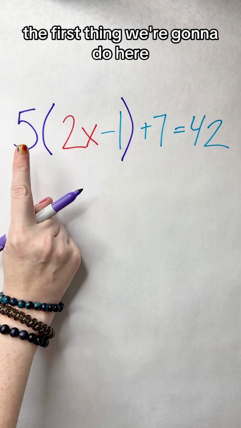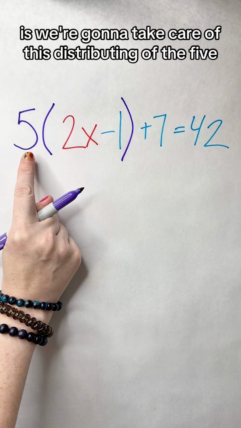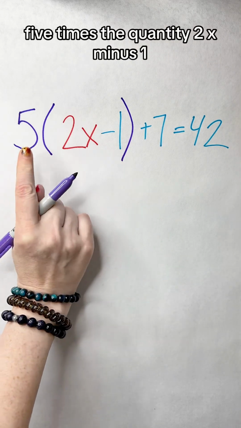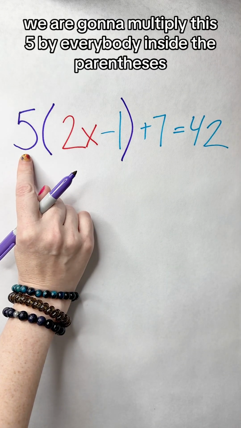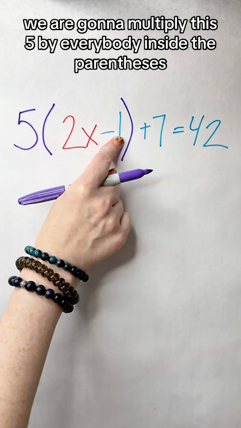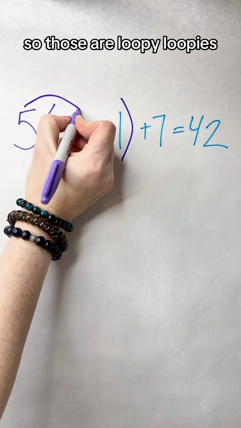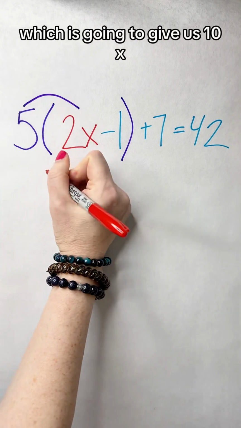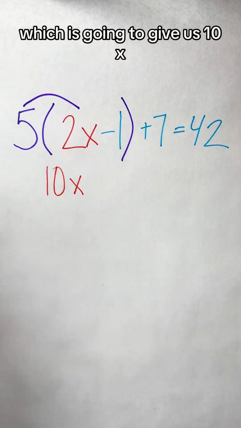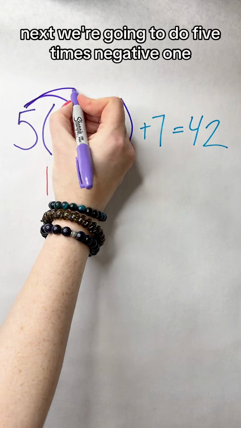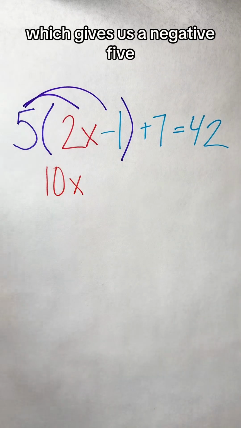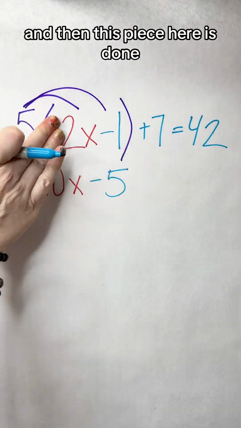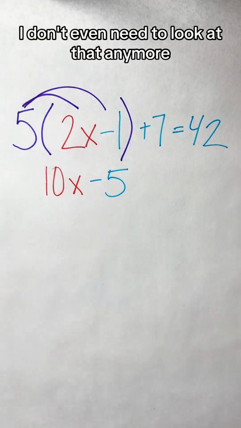The first thing we're going to do here is take care of this distributing of the 5. 5 times the quantity 2x minus 1. When we distribute, we are going to multiply this 5 by everybody inside the parentheses. So those are loopy loopies. First, I'm going to do 5 times 2x, which is going to give us 10x. Next, we're going to do 5 times negative 1, which gives us a negative 5. And then this piece here is done. I don't even need to look at that anymore.